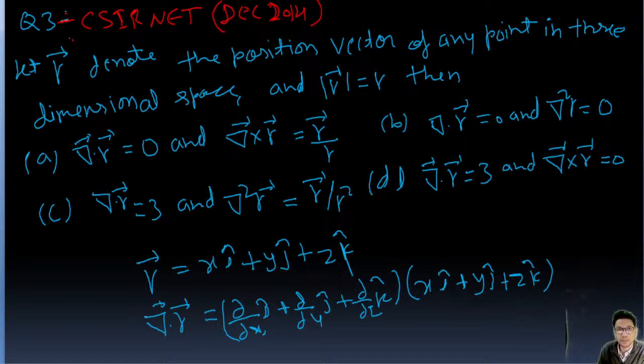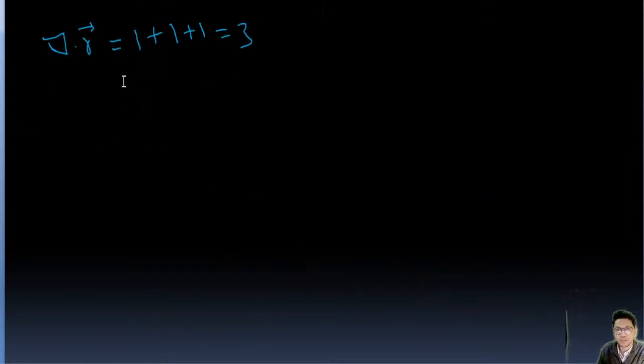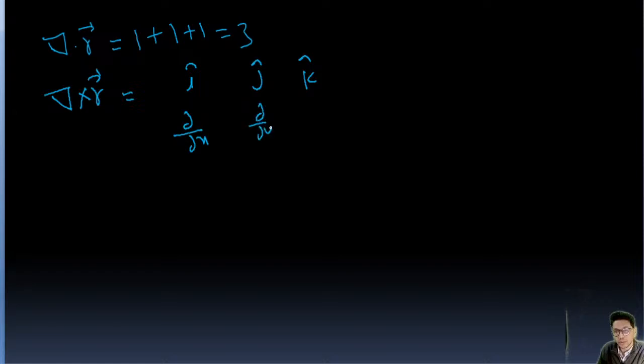Now we'll find curl of R. Now curl of R we will find, we know i cap, j cap, k cap, this is del over del x, because R is x i cap plus y j cap plus z k cap. Okay, del over del y, del over del z, into x y z.